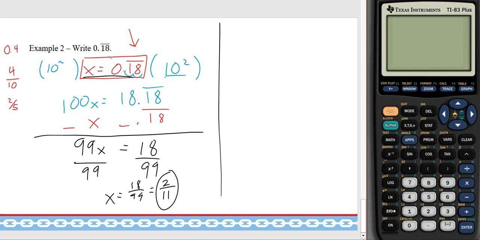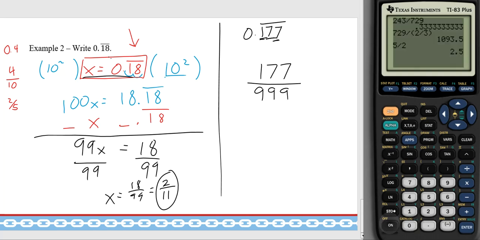So if I have 0.177 and all of that repeats, what I can do is count the repeating digits. There are 3 of them. And I take the repeating part and make it the numerator. And then the denominator is 3 9s because there are 3 repeating places. And I can see in my calculator that those two would be the same. 177 divided by 999, and I see the 177 repeating.